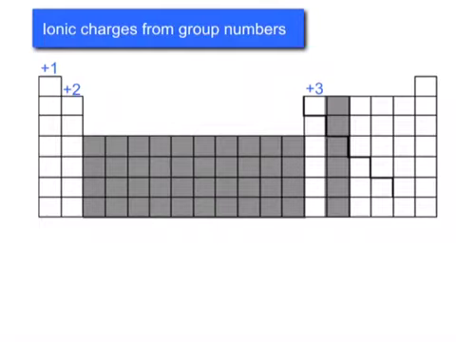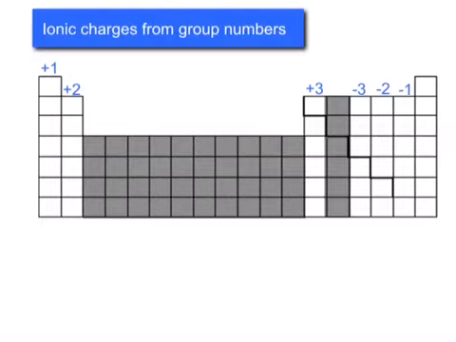The ones in group 5, nitrogen is in group 5, and we said it's going to gain 3 electrons to get to 8, and so that group has a -3 charge. Group 6 has to gain 2 electrons in order to get to 8, so those have a -2 charge. And in group 7, they need to gain 1 electron, and so they all have a -1 charge.